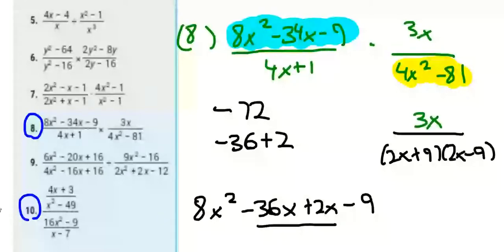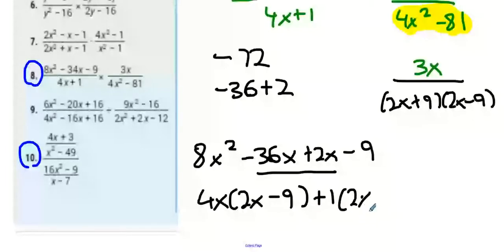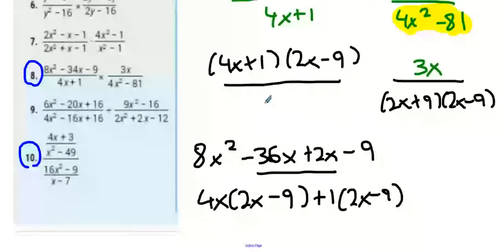Now this is where the factorizing comes in. 4x, I'd say. And then 2x minus 9. Plus 1 into. Okay. And then lo and behold, when you put it up top, you're going to have 4x plus 1. And you're also going to have 2x minus 9. And then on the bottom, we have another 4x plus 1.